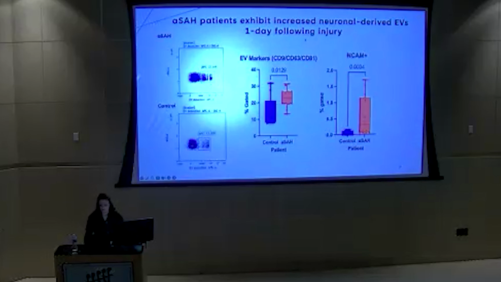And then from there, we wanted to look at whether these EVs were neuron-derived. So we looked at neural cell adhesion molecule. Neural cell adhesion molecule normally is on the surface of neurons and glia, and if it's in circulation, it can indicate a leaky blood-brain barrier.